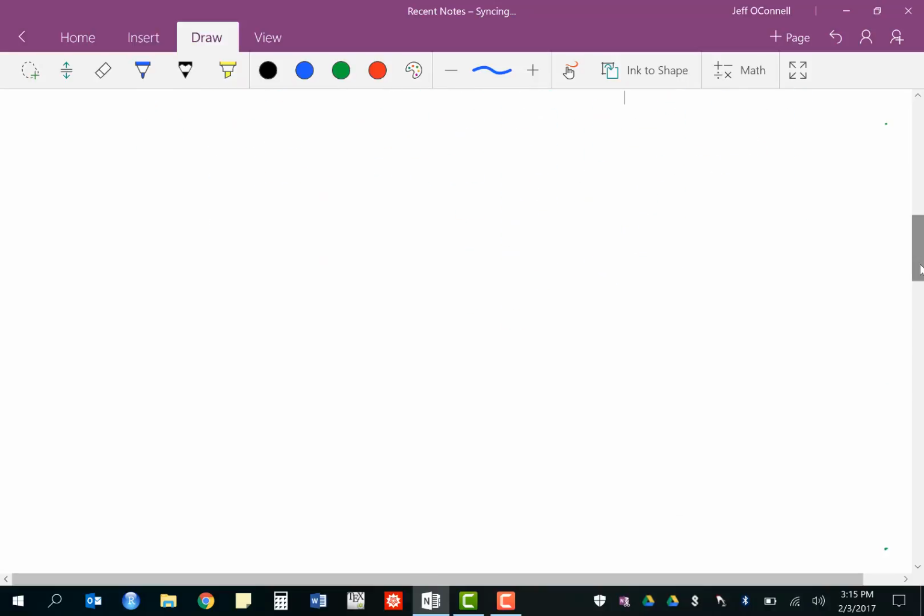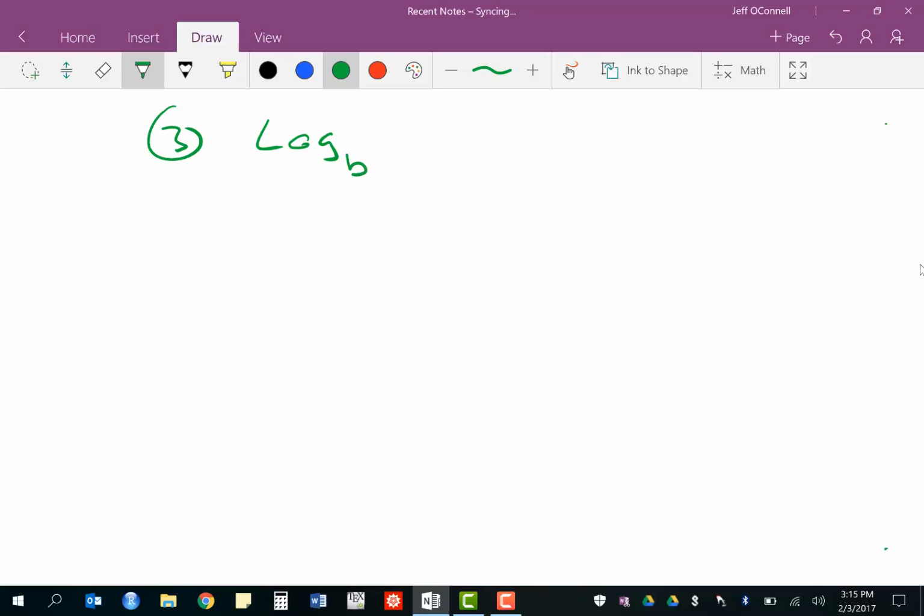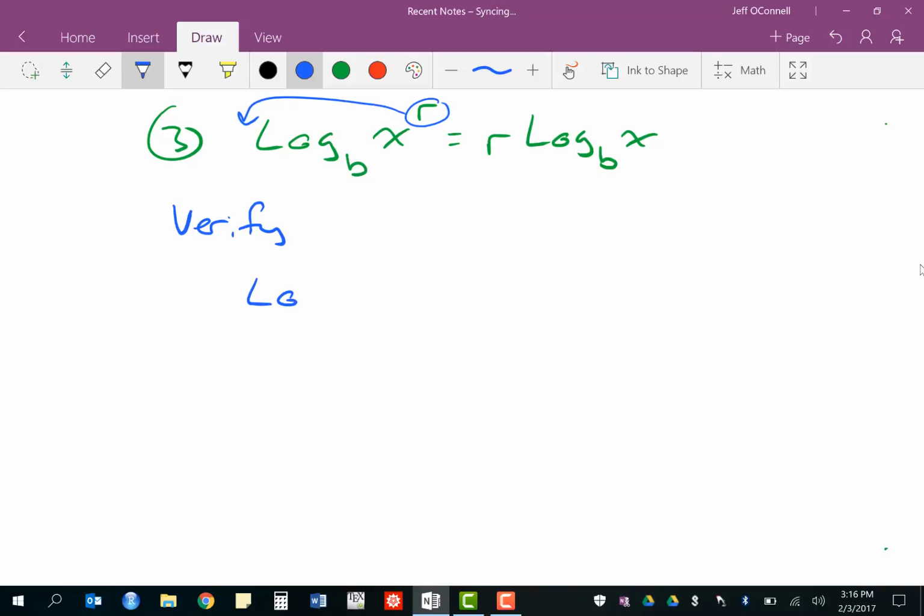That brings us to the third property. And the third property says that if I have a log base b of something raised to a power, so x raised to the r, then that will be equal to r times the log base b of x. Essentially, what it says is that if you've got a log of something raised to a power, then you can move that power in front of the logarithm. Okay, great. Let's verify this one. And I'd like to verify it by considering the log base 3 of 9 squared. 9 squared is 81, so I'm asking the exact same question. This should be equal to 4.